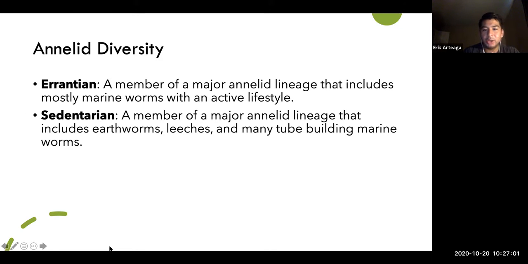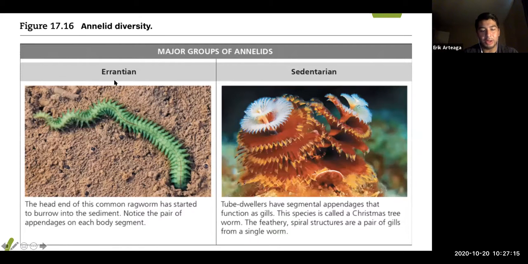Errantia, a member of a major annelid lineage that includes mostly marine worms with an active lifestyle, and Sedentaria, a member of a major annelid lineage that includes earthworms, leeches, and many tube-building marine worms. Okay, and we'll talk about the sedentary ones. Errantia, so the head of the common ragworm has started to burrow into the sediment. Notice a pair of appendages on each body segment, right? So it looks very similar to what you see in centipedes or millipedes, but again, very different developmental features. Okay. So not as closely related as you would think, but they do look like centipedes or millipedes.